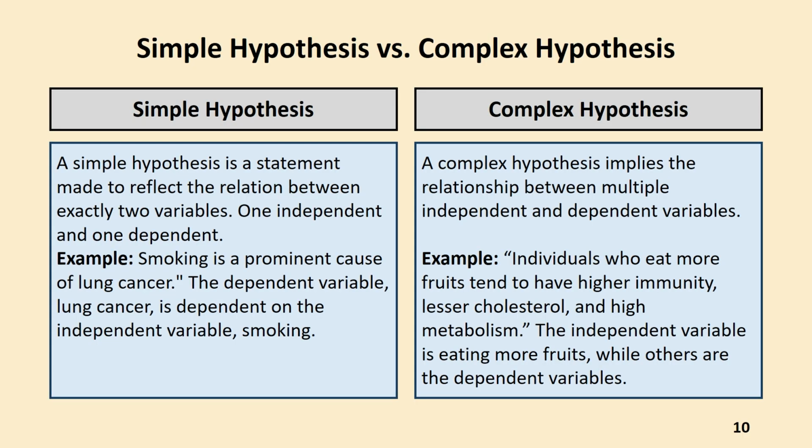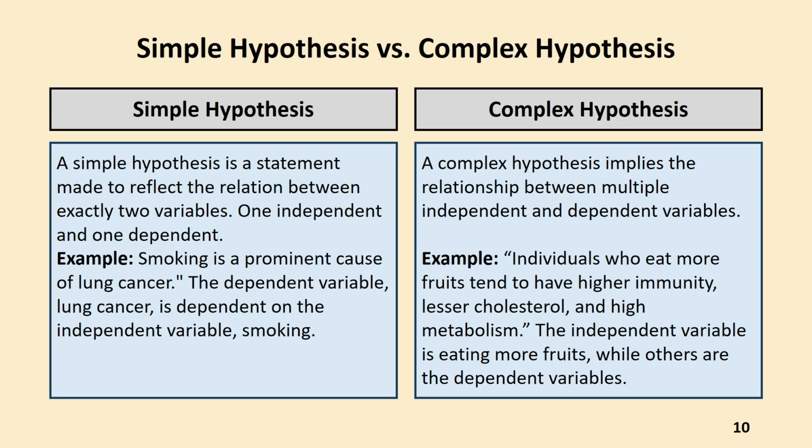Next is complex hypothesis. A complex hypothesis implies a relationship between multiple independent and dependent variables. Now here it is very important to understand the basic difference between simple hypothesis and complex hypothesis, and you as a researcher have to make your statement also about which kind of hypothesis suits you more, whether you look more towards simple hypothesis or complex hypothesis.